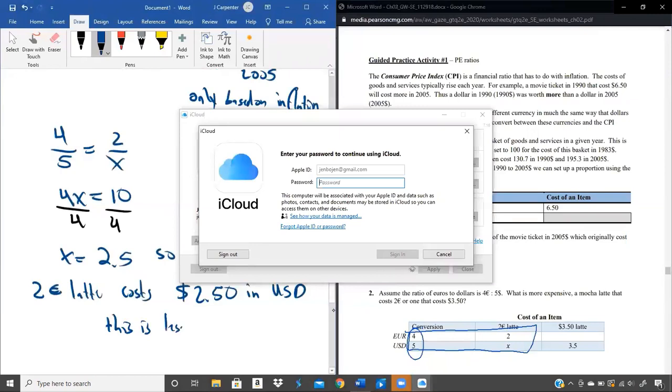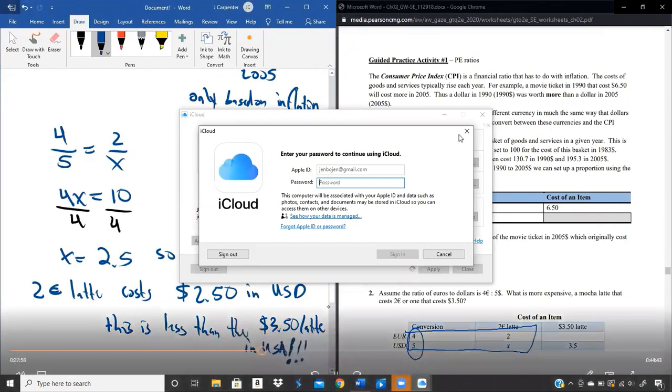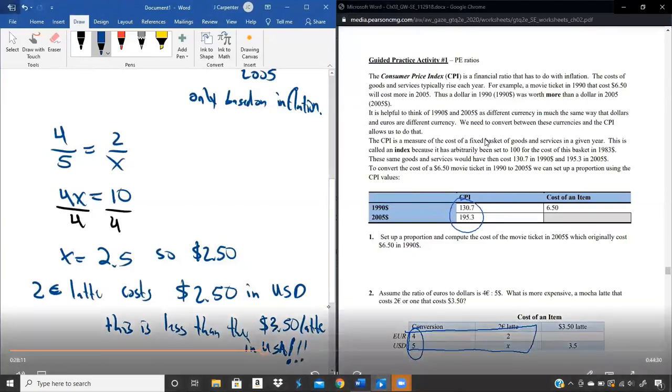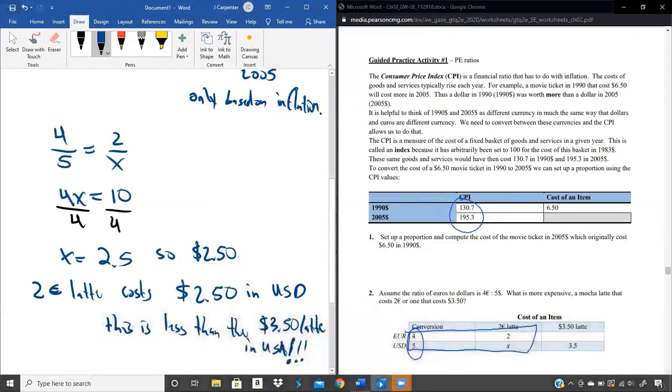This is less than the $3.50 latte in the USA. So they asked which is more expensive. I'm answering which one's cheaper, but you just flip-flop it and you have the true answer. The one that's more expensive is the American latte. The American latte is more expensive because when you converted the European one to the same style currency, it was $1 less. So America's got that upcharge on the latte. No surprise.